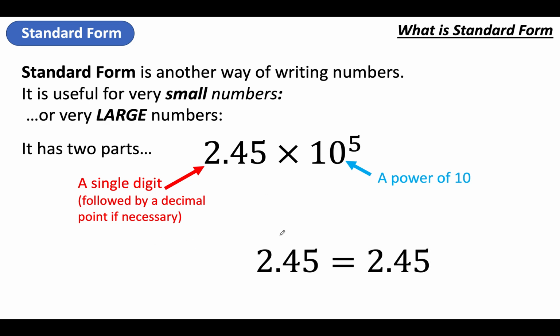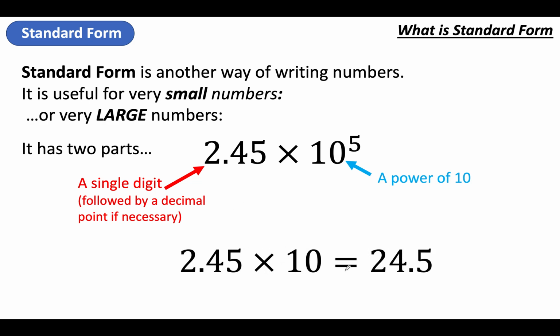So let's start with 2.45 equals 2.45. This is just a demonstration. Don't feel you need to recreate this. This is just me showing you how it works. Now let's times both sides of this by 10. If I'm timesing both sides by 10, they'll still be equal. One side will times by 10, and the other side will actually say what the answer is. So if I times the left-hand side by 10, I get 24.5. These things are still equal, okay?